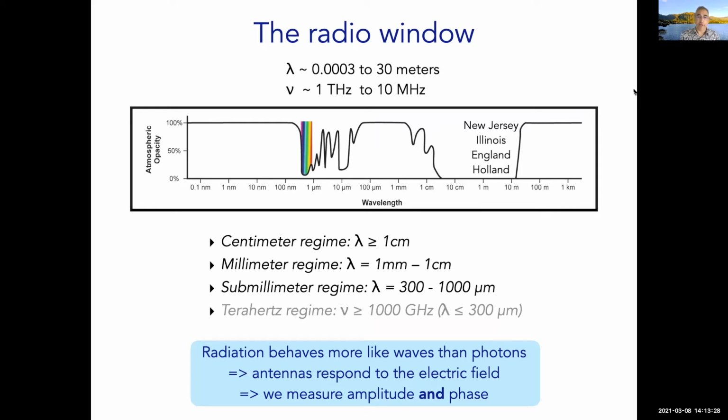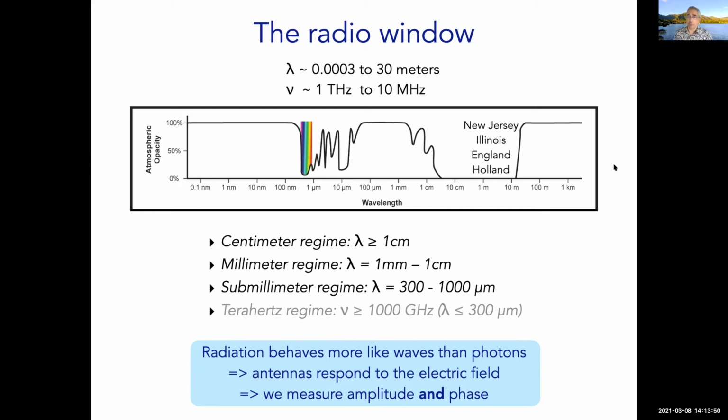The centimeter range is from about a centimeter onwards, the millimeter range from a millimeter to a centimeter, submillimeter below 1 millimeter, and even into the terahertz regime, above 1 terahertz in frequency, about below a wavelength of 0.3 millimeters.